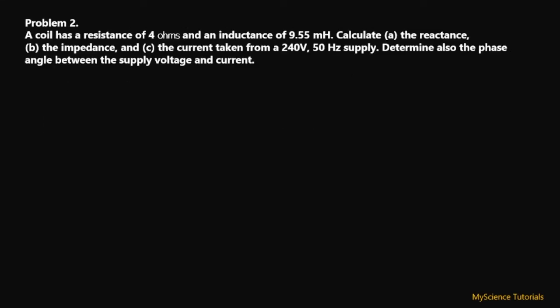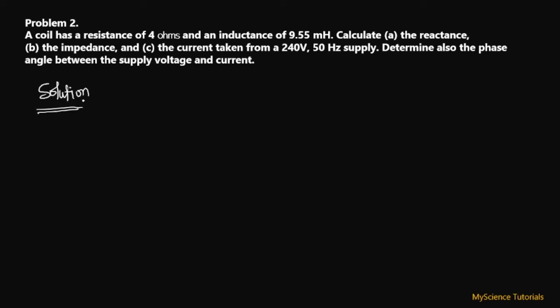Example number 2. A coil has a resistance of 4 ohms and an inductance of 9.55 millihenry. We are to calculate the reactance, which is the inductive reactance, the impedance, and the current taken from a 240 volt 50 hertz supply. We are also to determine the phase angle between the voltage and the current. All right, so this is very easy, very straightforward. Let's go ahead and write down our solution.